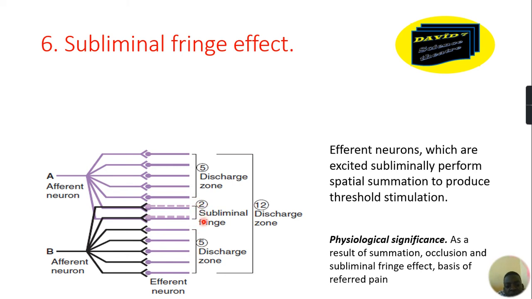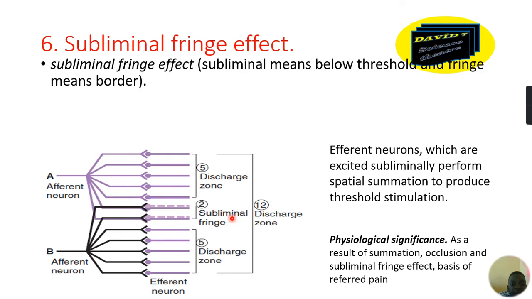Due to subliminal fringe or subliminal stimulation, we shall get 12 impulses as a result within the afferent neurons. Okay, but if there were no collaterals sent to this region, the effect would be 5 plus 5, which is 10 impulses in the afferent neurons. Okay, so subliminal fringe effect. Subliminal means below threshold and fringe means border.